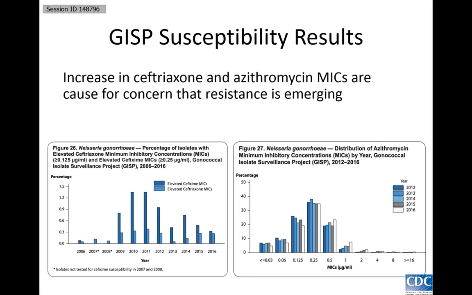In recent years, which is actually starting to get more scary, there have been some reported cases of elevated MIC for azithromycin as well. And that is the second agent that we're using on top of the ceftriaxone. You can see that in 2016, the MICs have been in the 1.5 and 1 range, with susceptible being 0.25 and less.